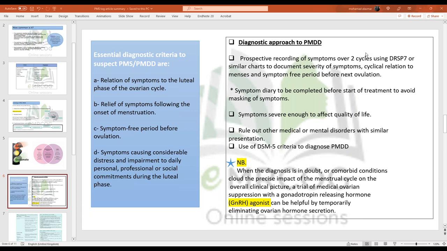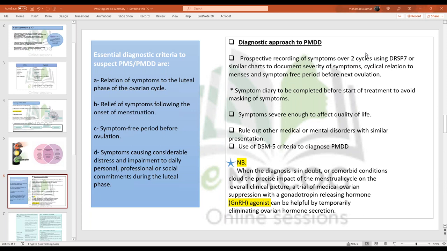This symptom diary needs to be completed before you start the treatment to avoid masking of symptoms. So if I have a woman who complains of symptoms of PMS and it's not diagnosed yet, and I want to make sure of the diagnosis before starting treatment, what do I need to do? I need to have a prospective recording of symptoms over 2 cycles, using the chart that came in the article. This is the DRSP chart. The symptom diary needs to be completed before treatment in an undiagnosed patient.